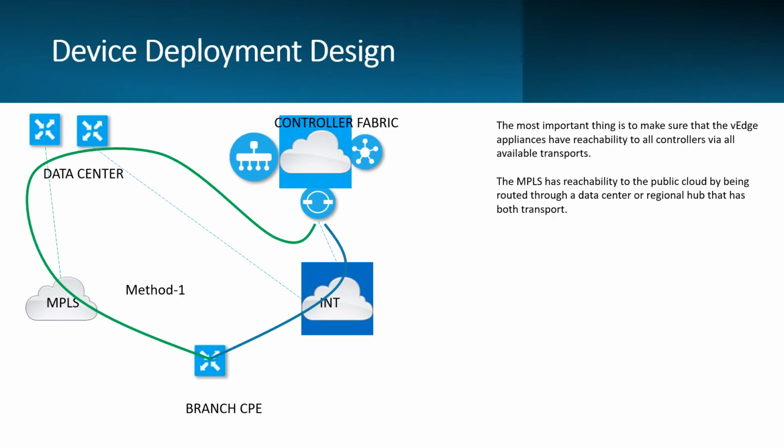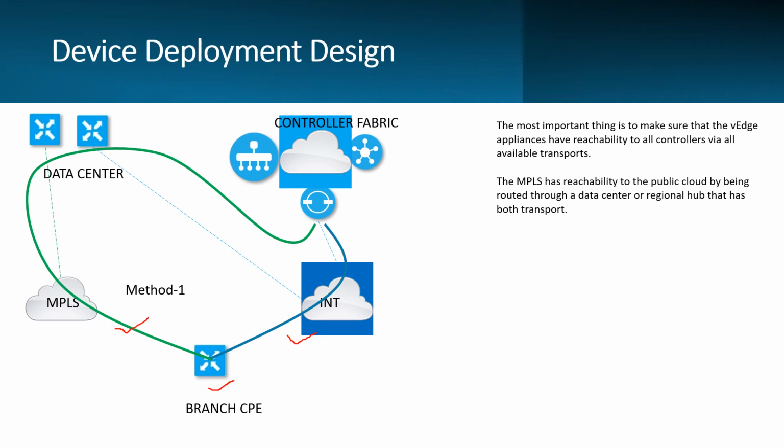Let's talk about the deployment of devices. Here we are going to discuss the design. Let's say you have a branch. This is the edge device, which is Viptela SD-WAN. And you have one connectivity from MPLS and the second connectivity from your internet service provider.